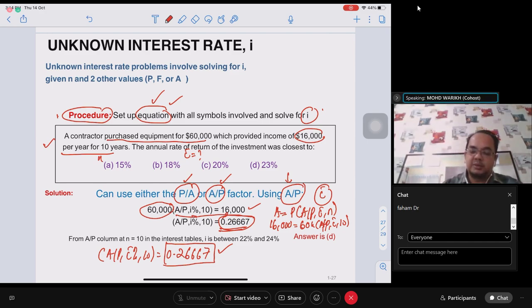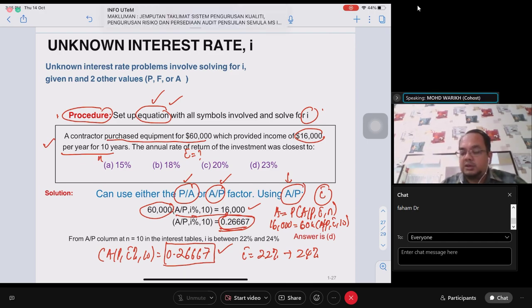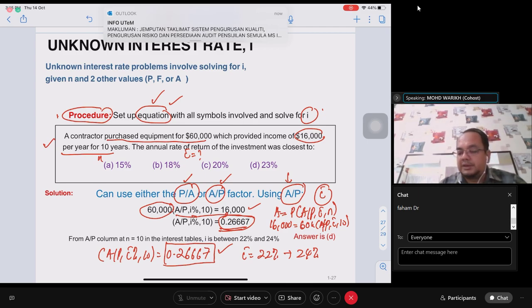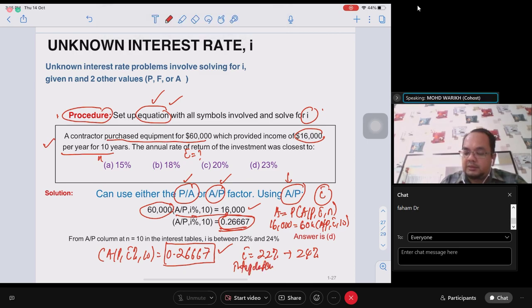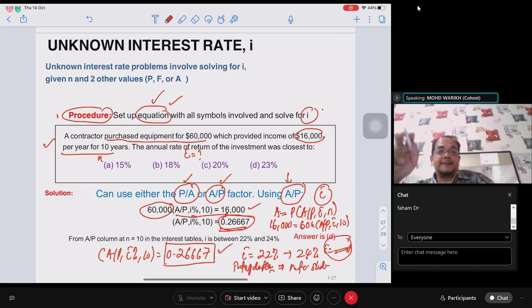Now start from 1% until what percent. And then after that, that means that I is between 22% to 24%. So we know that, as I said before, you cannot give a range number. That means you have to use interpolation. So refer to the slide before. That means I is one digit. Okay? Understand?